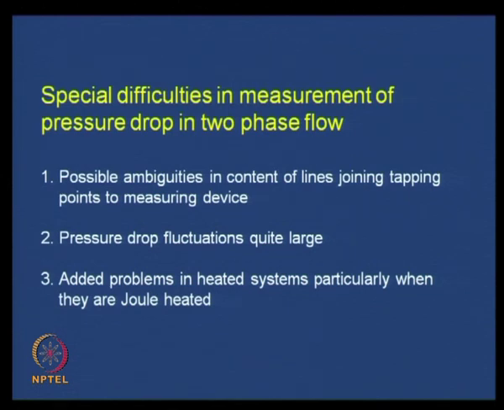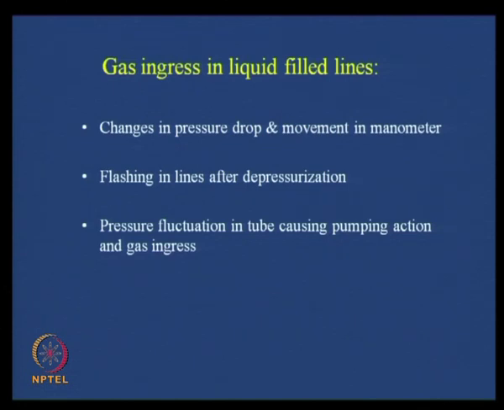The other thing is, how does the second fluid enter the line? Suppose the lines are filled up with liquid. Now, what happens? Whenever the two phase mixture is flowing, naturally there will be pressure fluctuations. Whenever there are pressure fluctuations, the manometer has to record them, so naturally the manometer level will go up and down. The moment this level goes up and down, then what happens?